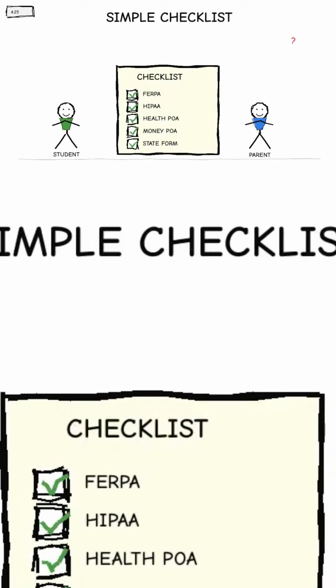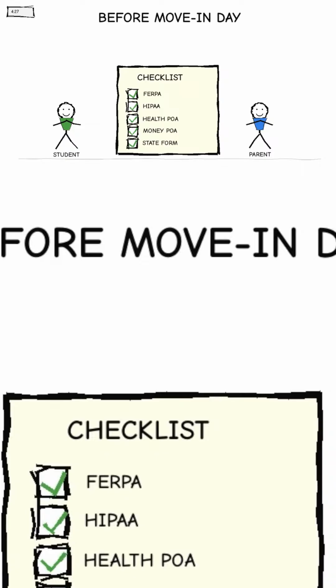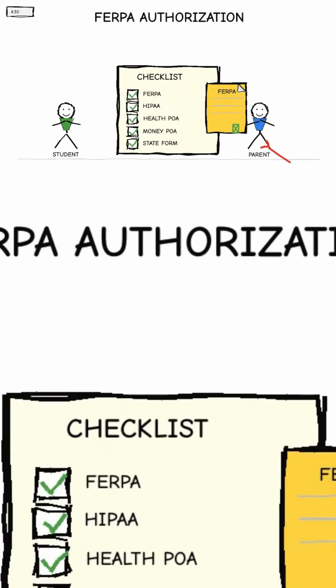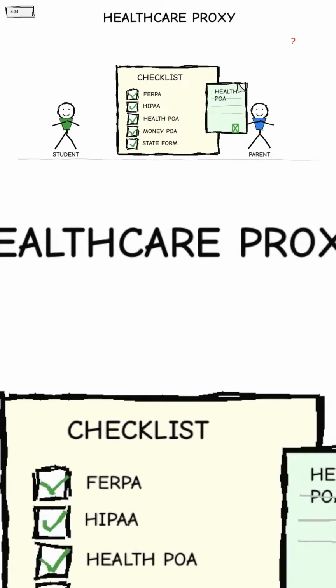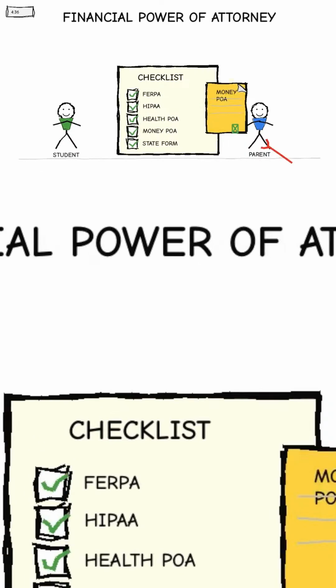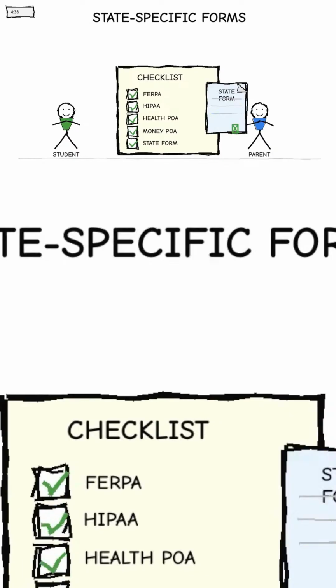Now let's turn this into a simple checklist. Before move-in day, consider having these documents completed: a FERPA authorization through the university, a HIPAA release form, a healthcare proxy or medical power of attorney, a durable financial power of attorney, and any state-specific forms recommended by an attorney.